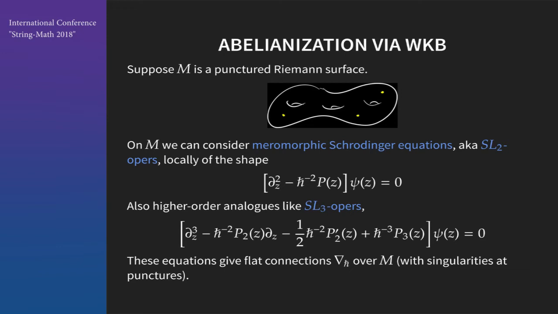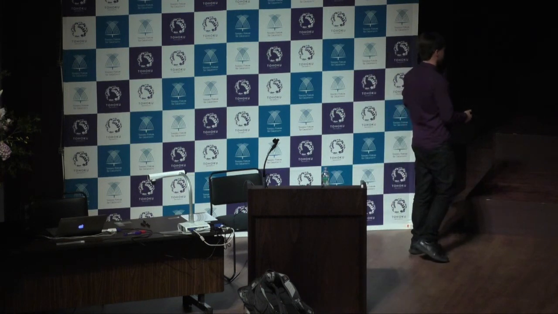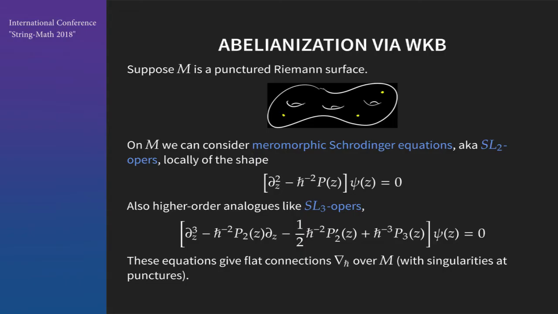So that's locally an equation that just looks like the usual Schrödinger equation, d squared by dz squared minus some potential equals 0. Or you could also consider a higher order analog of that. So here's a third order equation. Those equations, if you just study the evolution of the solutions around the surface, give you a flat connection over this surface.